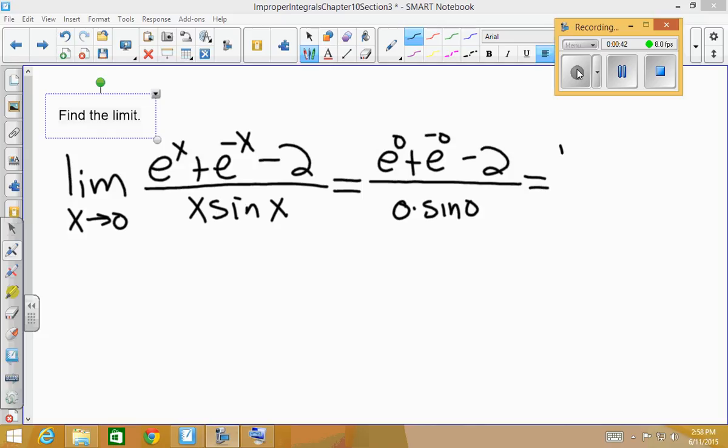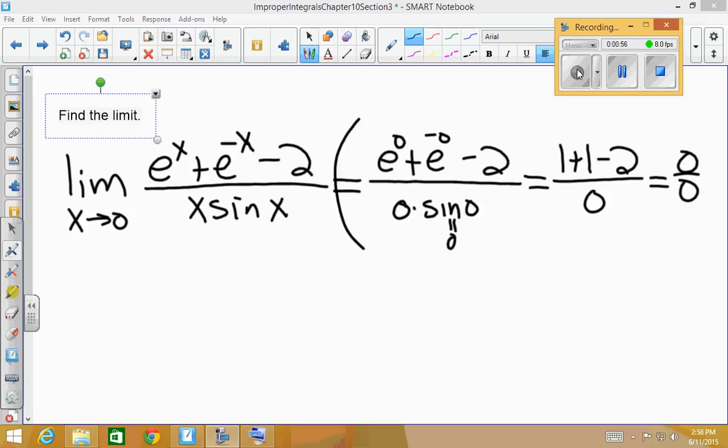E to the 0 is 1. The sine of 0 is 0, and 0 times 0 is 0. So in fact, we end up with 0 over 0, which is the indeterminate form. So we know that we may apply L'Hopital's rule.